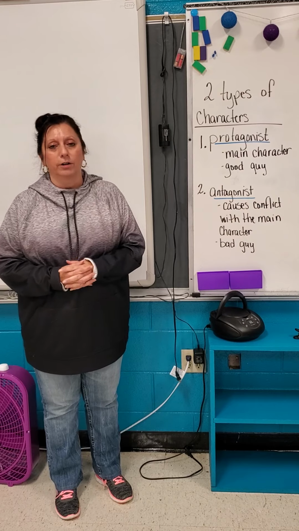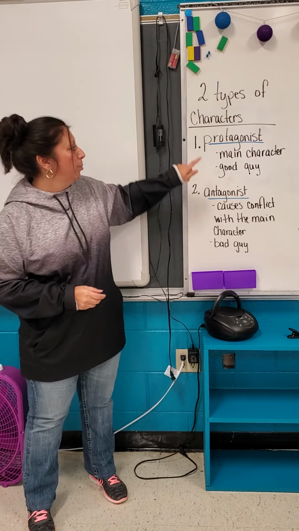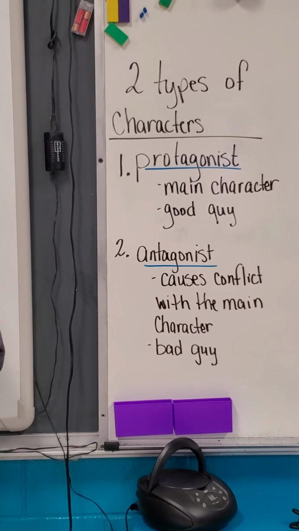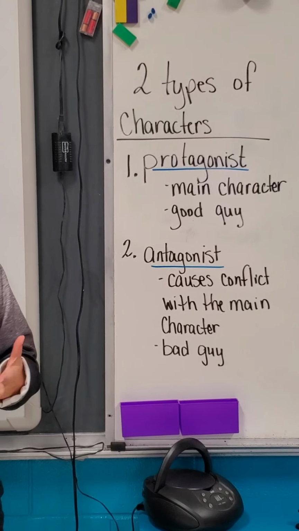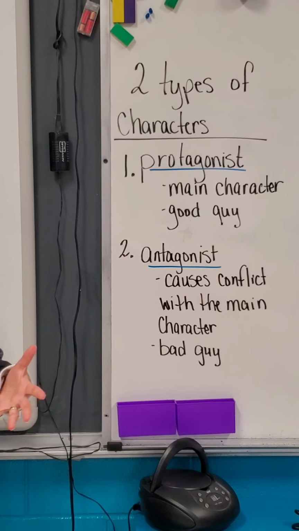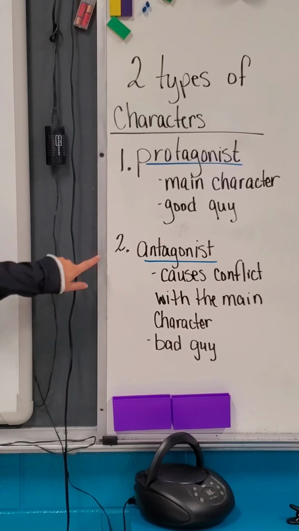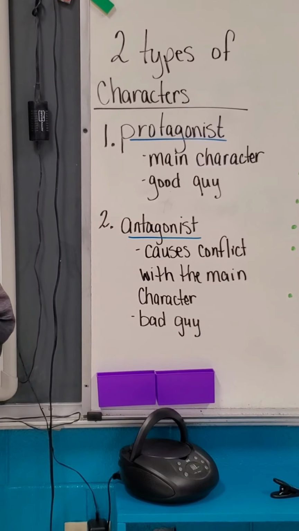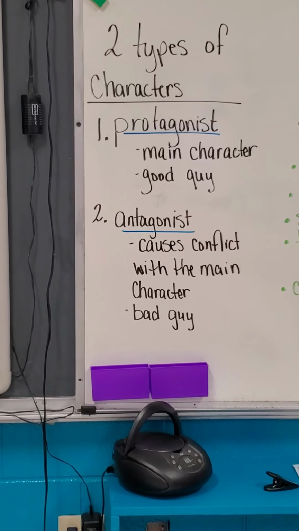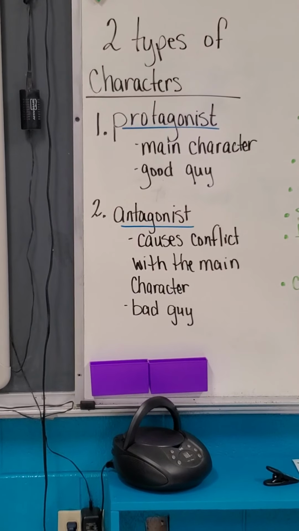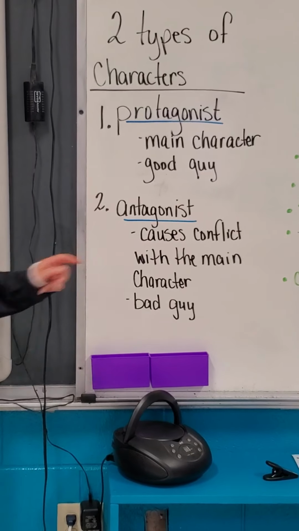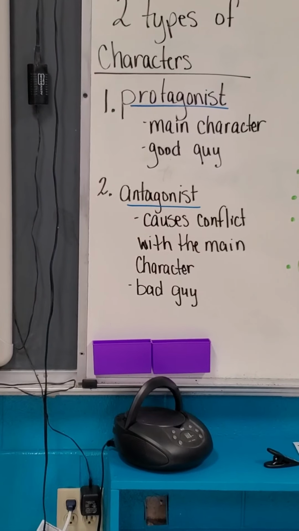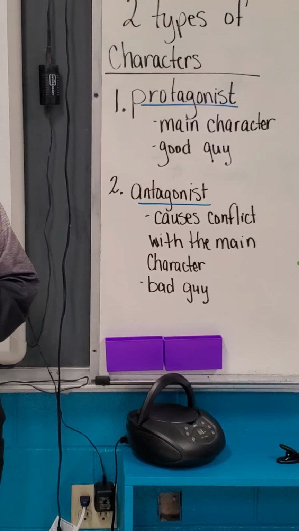We have two types of characters in literary elements. They are the protagonist, which is the main character in the story. And in fourth grade, we like to say that they're the good guy. It's who the story is about, okay? Then the second type of character is an antagonist, and he's like the bad guy. He's the one that causes the conflict with the main character. Now, an antagonist doesn't always have to be a person. It can be like a natural element, such as a tornado or a flood, something like that.